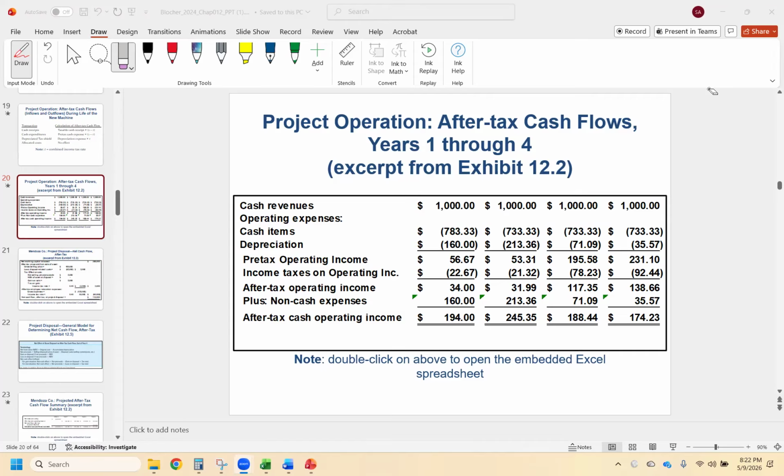In our last lecture for Chapter 12, we were talking about how to calculate the cash flows from a long-term project that spans over a period of years. The reason we're doing this is so that we can actually calculate and compare projects with each other.